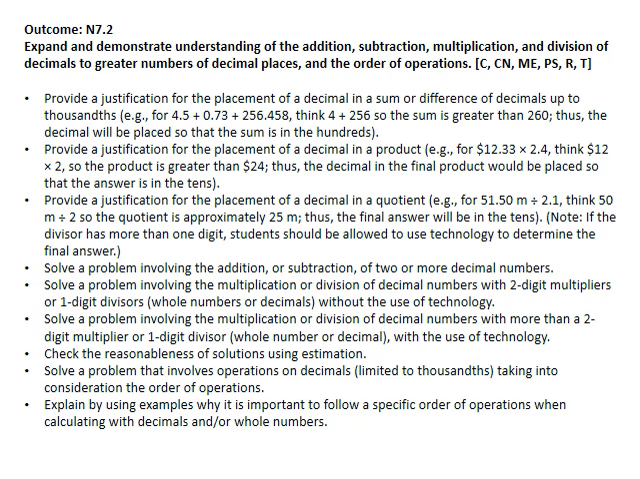Hi there, this is N7.2, adding, subtracting, multiplying, and dividing decimals. All right, so the first indicator says, provide a justification, that means prove that it's true or show your work, for the placement of a decimal when you're doing sums or differences, so that is adding and subtracting, for decimals up to the thousandths, and that is your third place value, because this is tenths, this is hundredths, this is thousandths. So they're doing 3 decimal places.